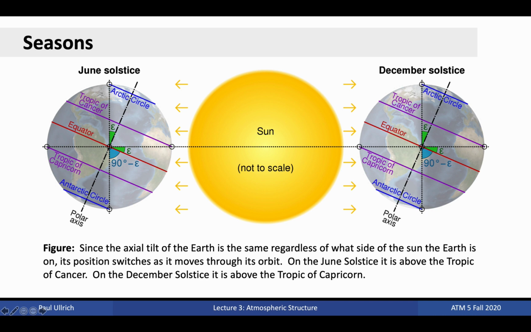On June solstice, also known as summer solstice in the northern hemisphere, around June 21st, the Earth is tilted so that its northern hemisphere is more exposed to the sun, and so in the northern hemisphere it experiences warmer temperatures. On December solstice, also known as the winter solstice in the northern hemisphere, around December 21st, the Earth is tilted so that its southern hemisphere gets more exposure to direct sunlight. Consequently, temperatures will be higher in the southern hemisphere.